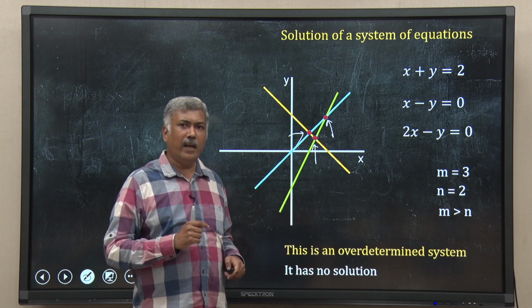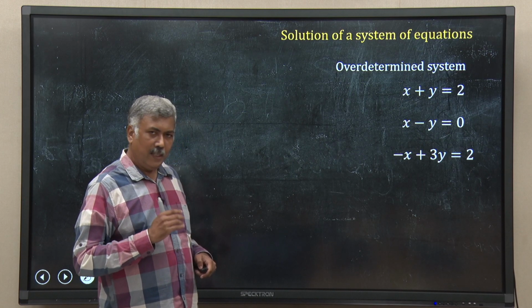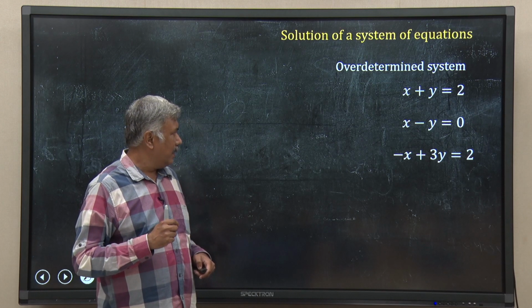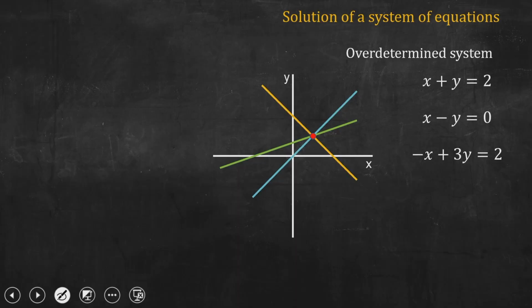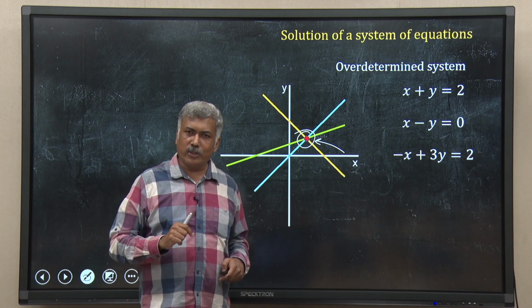Now, let me give an example of another overdetermined system. Here also we have 3 equations and 2 unknowns, x and y. Let us plot the lines. Now, in this case the 3 equations are intersecting at one unique point. That means I have a unique solution. How can that be possible?